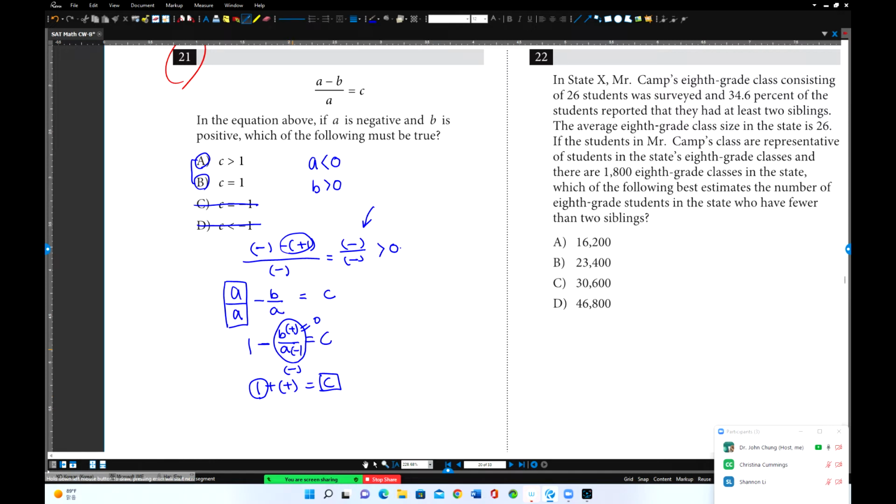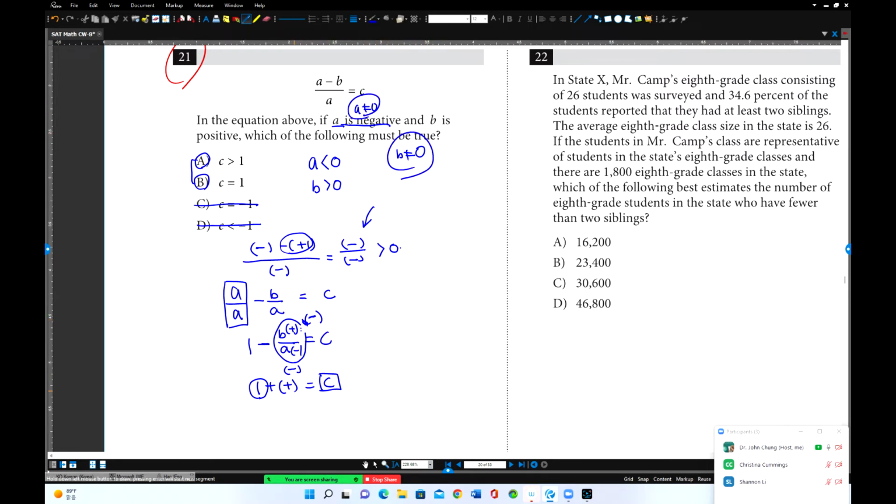Take a look. A is negative, which means A cannot be 0. B is positive, which means B cannot be 0 too. So this one cannot be 0. A negative divided by a positive is a negative. So 0 is a neutral number: positive numbers here, negative numbers over here. In this case, A is not 0 and B is not 0, so this one cannot be 0.